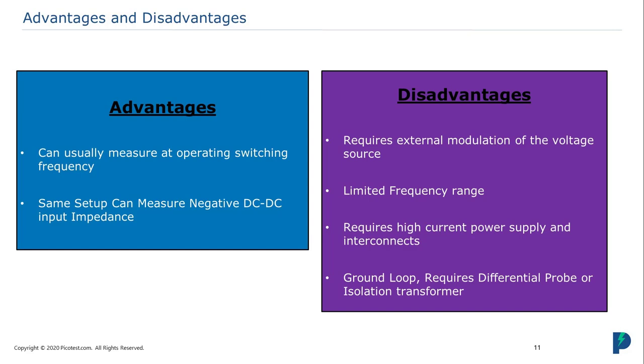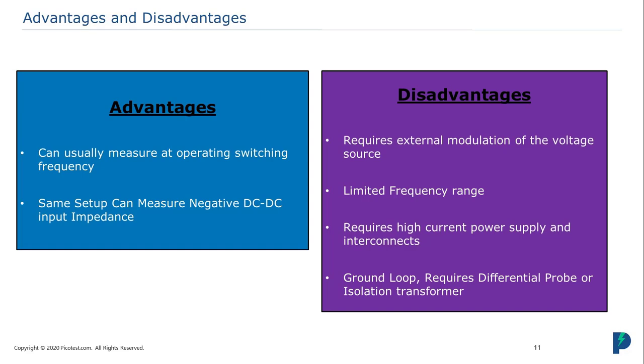Disadvantages: one is that it requires external modulation of the voltage source. Another one is that the frequency range is somewhat limited. Most frequency response analyzers don't go above 50 megahertz. You'd probably have a hard time with interconnects above about 10 megahertz. But for most of our applications, that's more than enough.